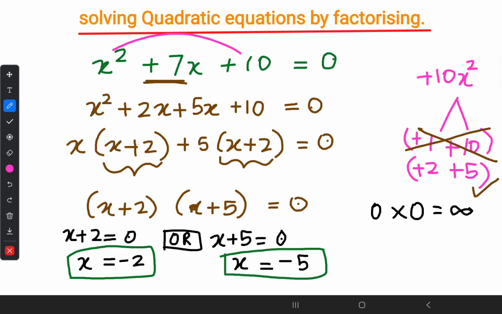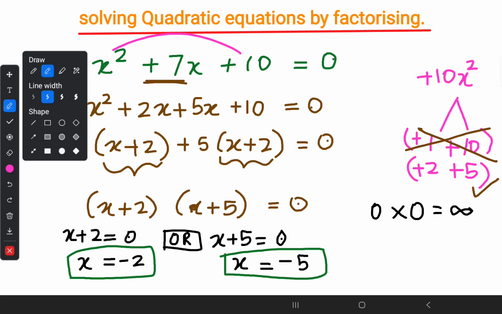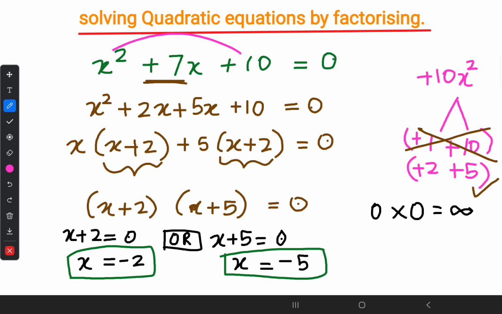If you are having an expression with x cube, it will give you three solutions for x. If you are having x with the power of 5 in an equation, that will give you 5 solutions for x. According to the index of x, you will have that number of solutions. Since it is x square, you will have two solutions for x.